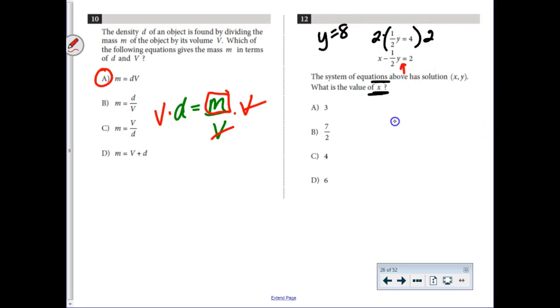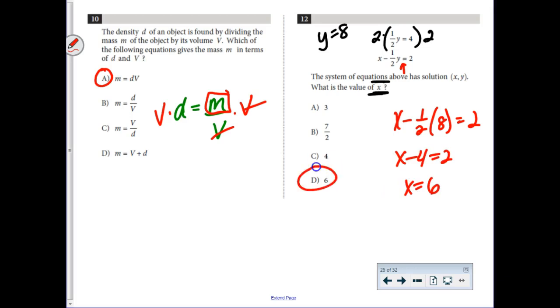So if y equals 8, then we have x minus 1... Oh, this was stupid. I did way too much work. I'll come back to why I did too much work in a minute. This says x minus 4 equals 2, which means x equals 6. The answer is 6. I want to back up for a minute and show you something.